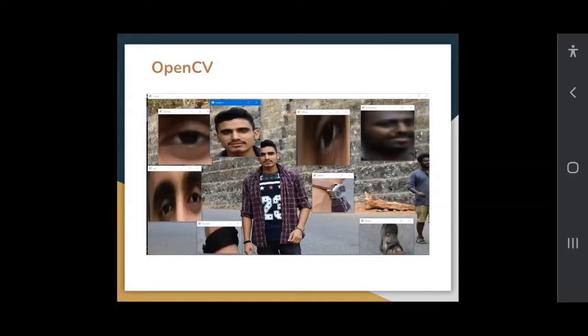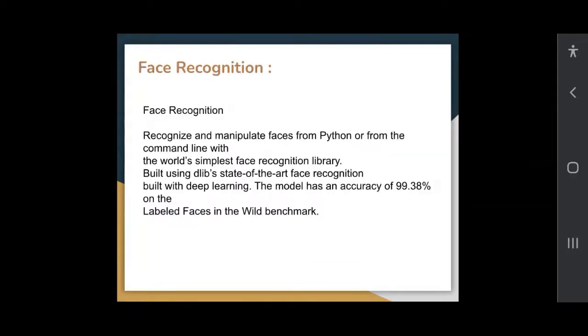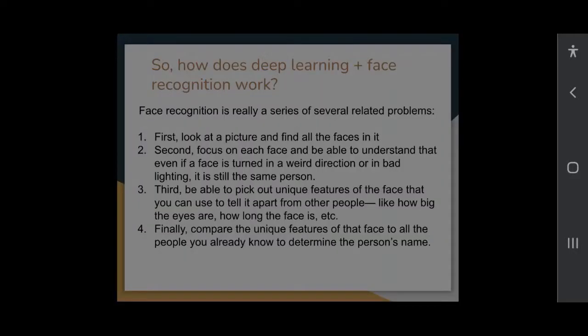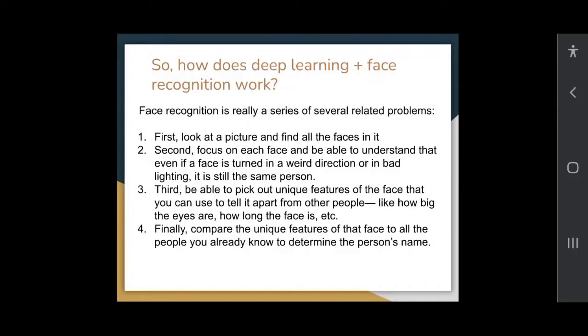The face recognition library is used to recognize and manipulate faces from Python or from a command line. It's very simple and easy to use. It has an accuracy of 99.38%. So the question is, how does deep learning plus face recognition work?